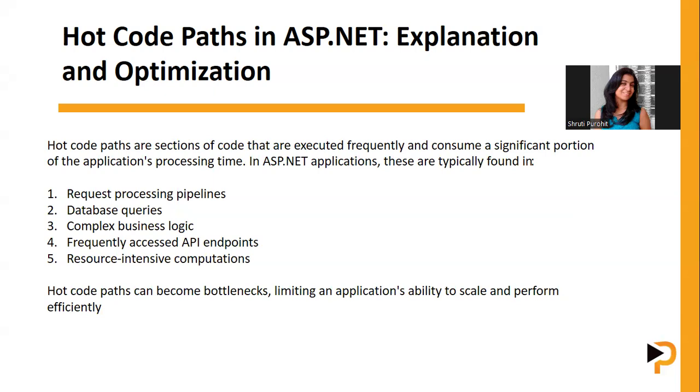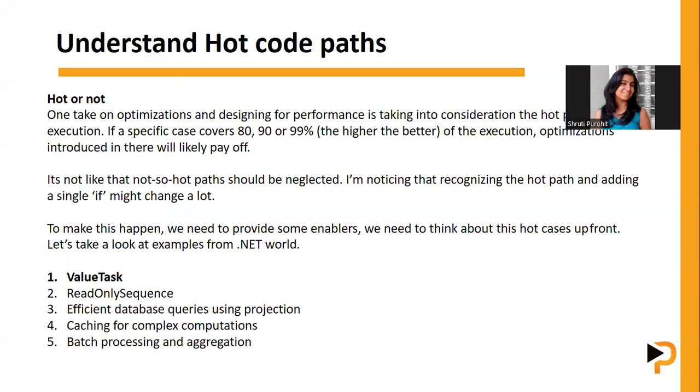And obviously without an API, without a database, without business logic, we can't write a product, right? We can't create an application. So these things we have to take care of. Hot code paths become bottlenecks, limiting an application's ability to scale and perform efficiently. So understand whether it's hot or not. Okay. Now we have discussed what exactly hot code paths are and what the sections are. We find these kinds of blocks of code, but we have to find out whether it's really that critical a piece of code or not.